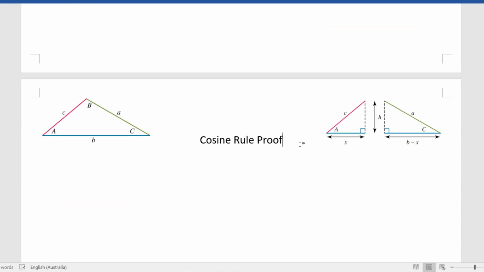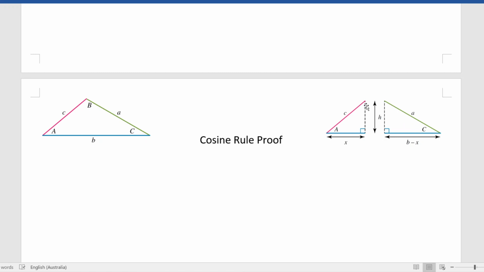The very first thing we're going to do is look at these two right angle triangles, and you'll see they've got c, x, h, a, h, and then b minus x. What do they share in common? What they share in common is that h.